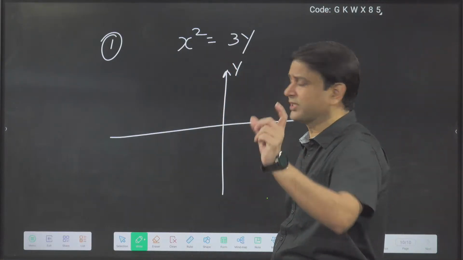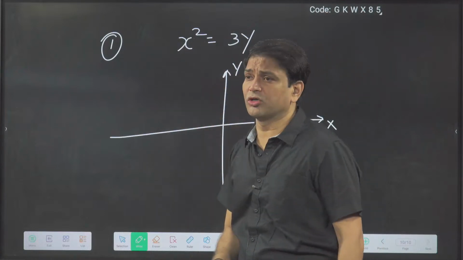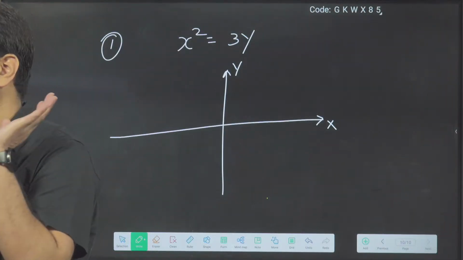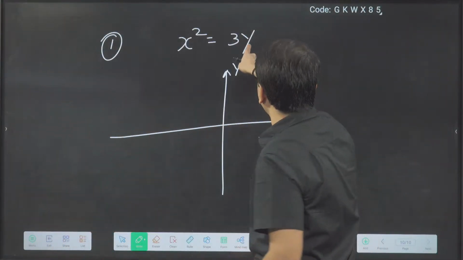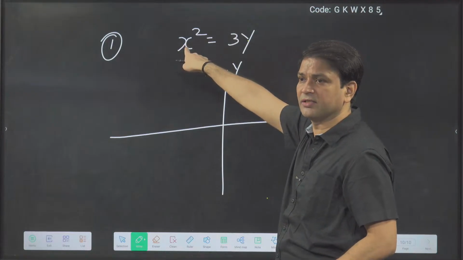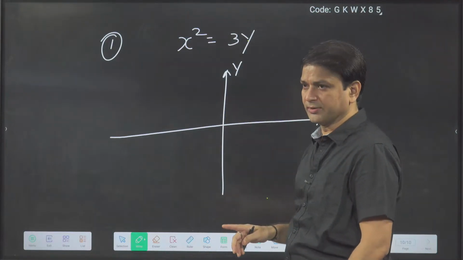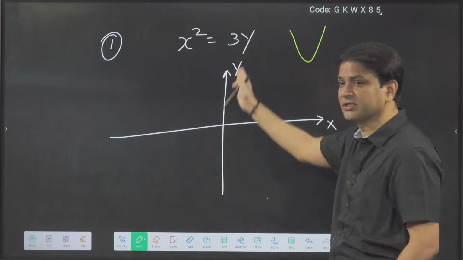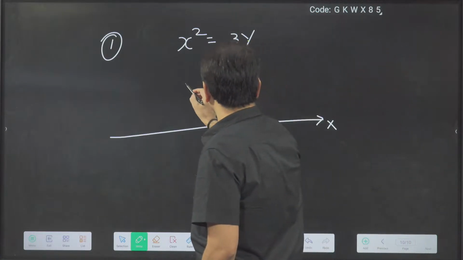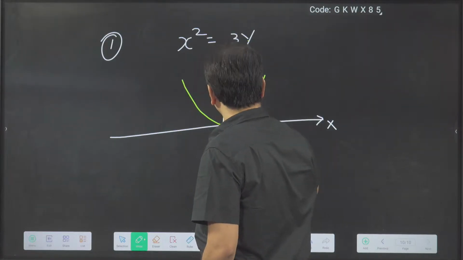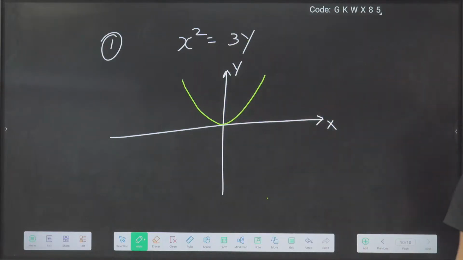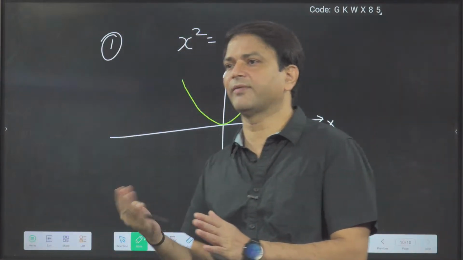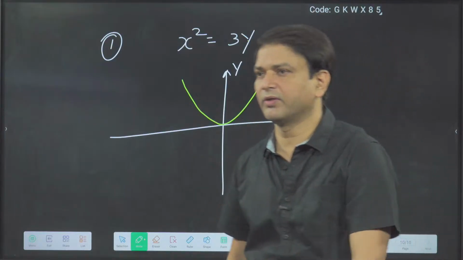One thing you can also check: if I put x equal to 0, then I will get y equal to 0. If I put y equal to 0, then I will get x equal to 0. It means it will pass through the origin, and the y axis will be the mirror. So I put the shape so that it is symmetric about y. Symmetric about y means how it is on the left of y, the same it will be on the right of y. So we will put it like this.